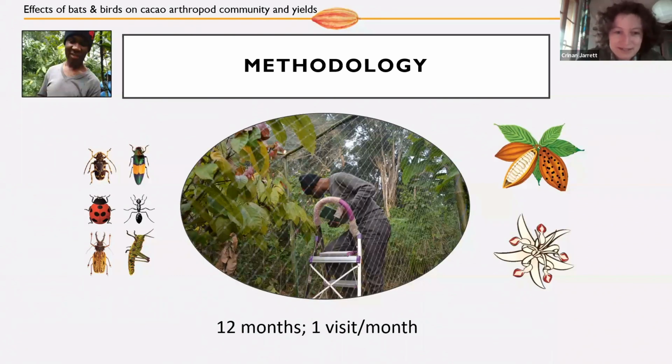The exclosures in our farms were set up for 1 year. During this year, every month, we had our colleague Alan Wanji, who's an entomologist, visit the trees and count. On each tree, he counted all the arthropods he could find, and he also counted pods and flowers. The arthropods he sorted to order level, and he also considered pests separately.